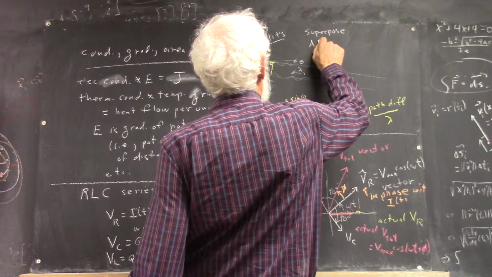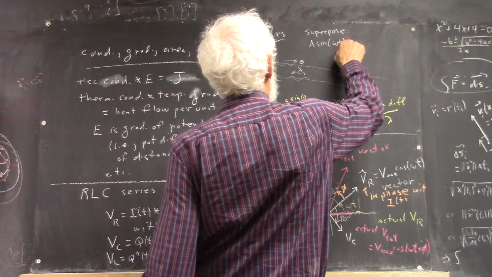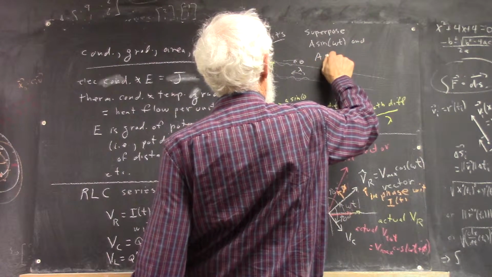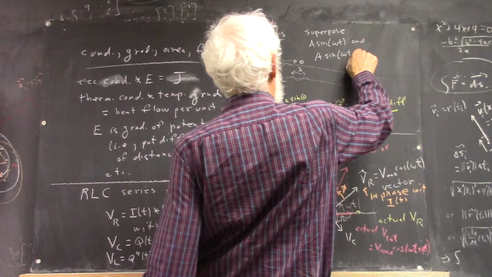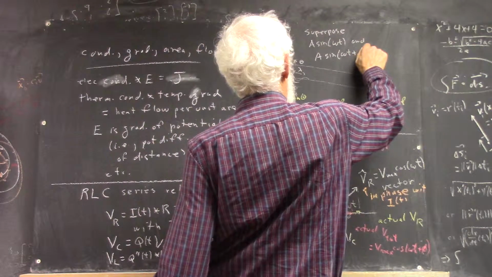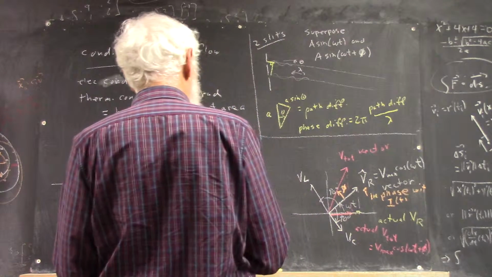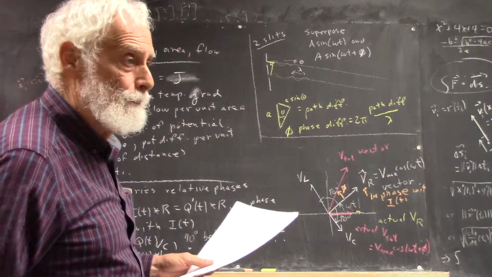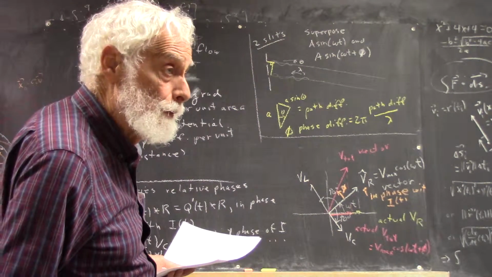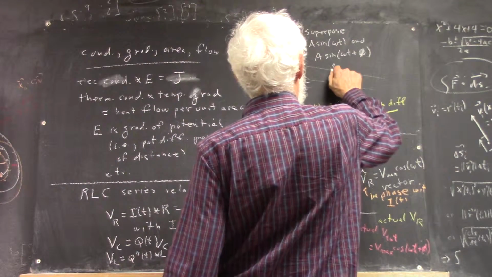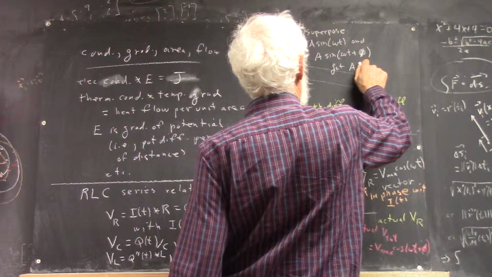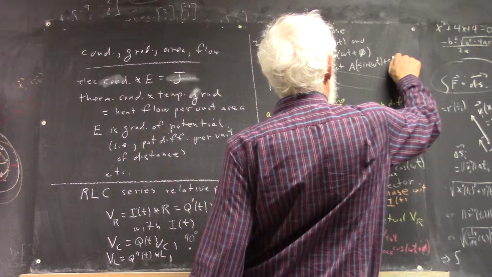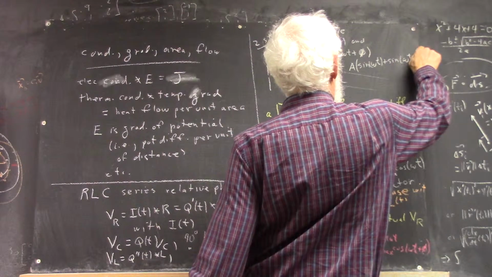So we're going to superpose A sine omega t and A sine omega t plus phi. Where phi is, what do you think? It's our phase difference. We just write out the trigonometry of it. You get A times the sine of omega t plus the sine of omega t plus phi.